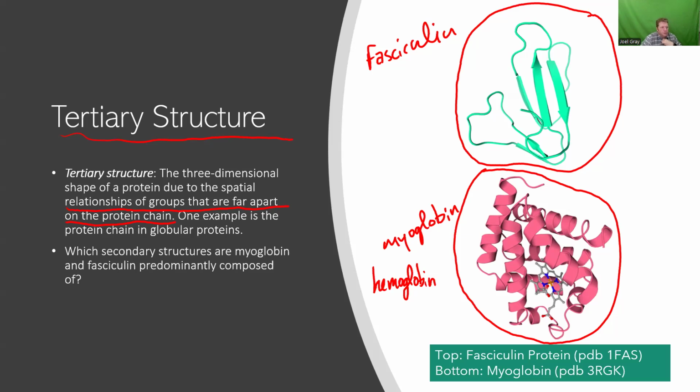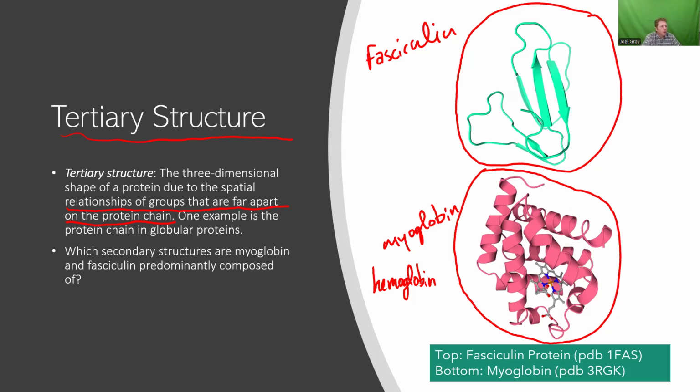Now, myoglobin here, well, let's think about this. I always like to think about protein structure in a hierarchy. At the most basic level, we've got the primary structure of a protein. Then on our next level, we have the secondary structure. And then on our third level, we have this tertiary structure. The primary structure is stabilized by covalent bonds, peptide bonds. Your secondary structure is stabilized by backbone hydrogen bonds. Your tertiary structure is stabilized by what are known as R groups.